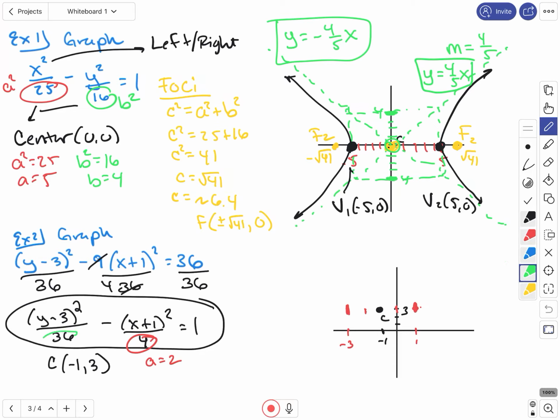And for the y values, if b squared is 36, that means that b must be 6. So we're going to go up 1, 2, 3, 4, 5, 6. And down 1, 2, 3, 4, 5, 6. And those are going to give us the top and bottom of our box. So let's draw that in.